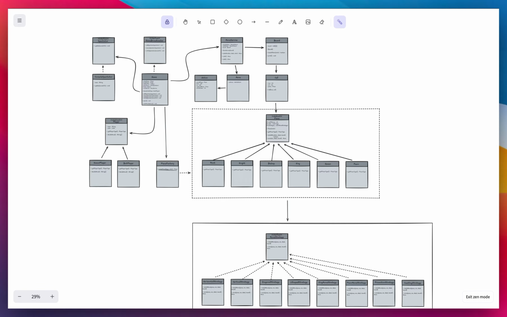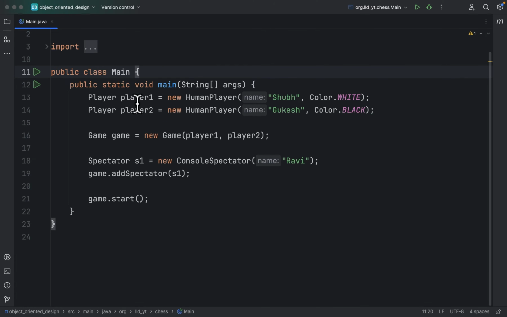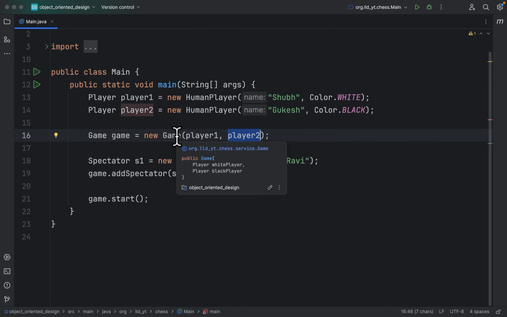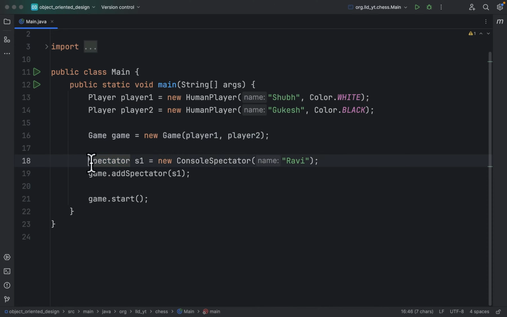Now let's check out the output first. In the main class I have created two players, both of them are human. The name of the first player is Shub and the color of that player is white, and the second player is Gukesh and the color of that player is black. Now I am creating the object of the game class and I am passing both of those players into this constructor. And I am also adding one spectator whose name is Ravi. Okay, and then finally I am starting the game. So let's run the code.